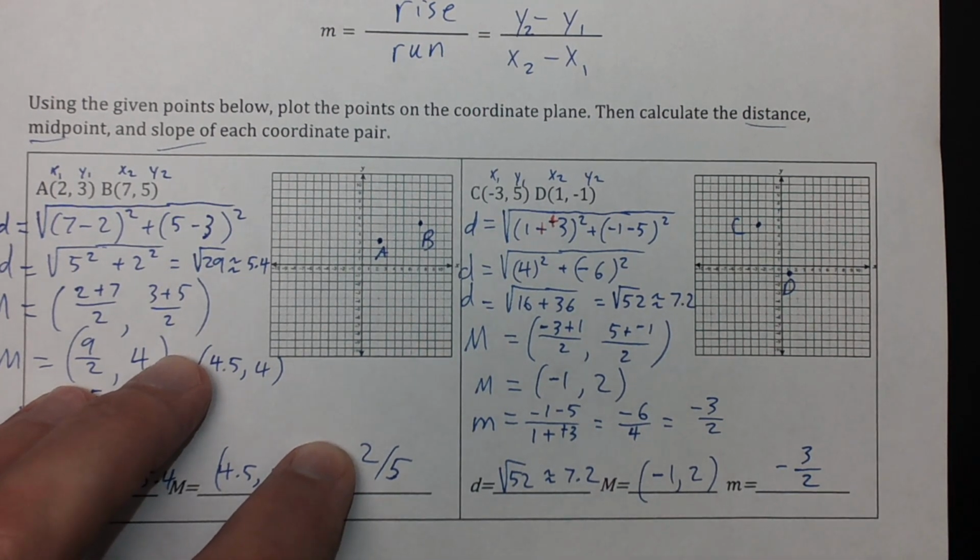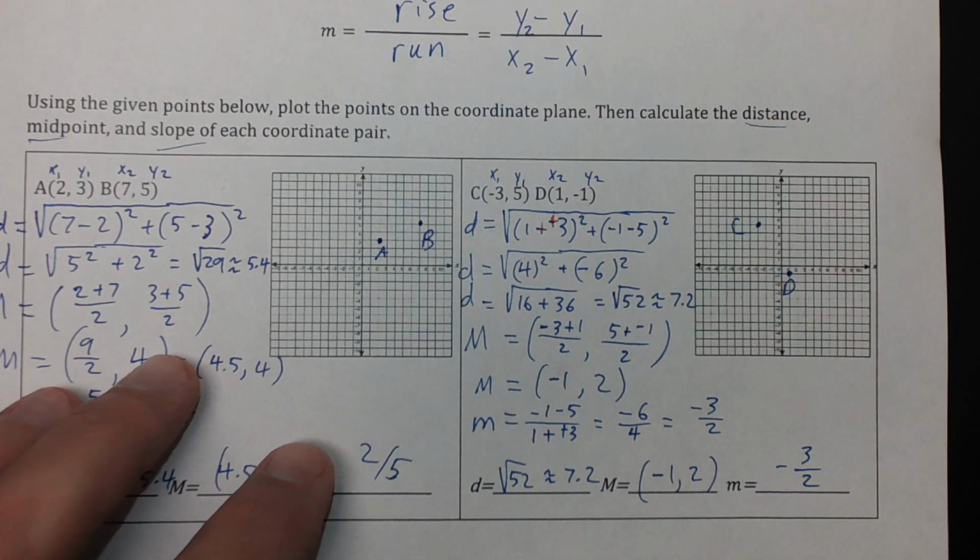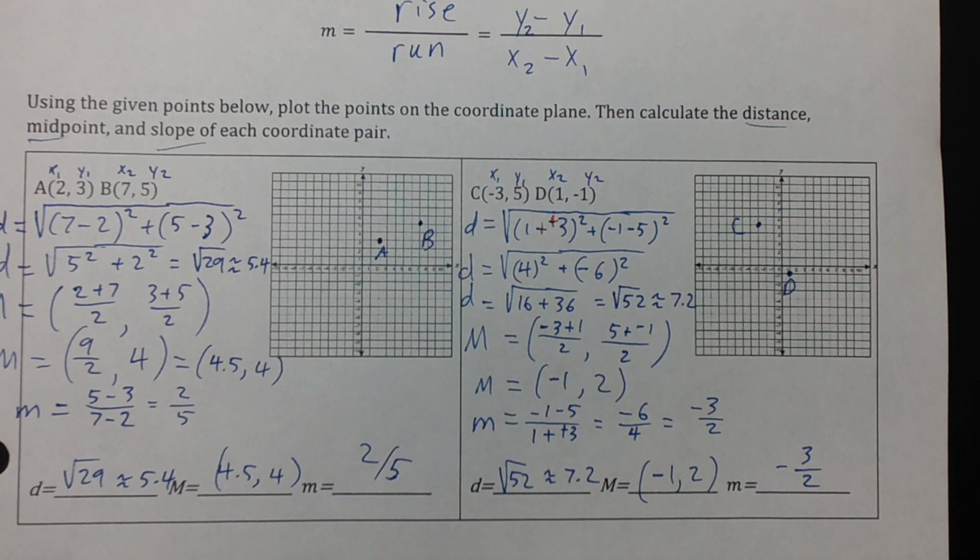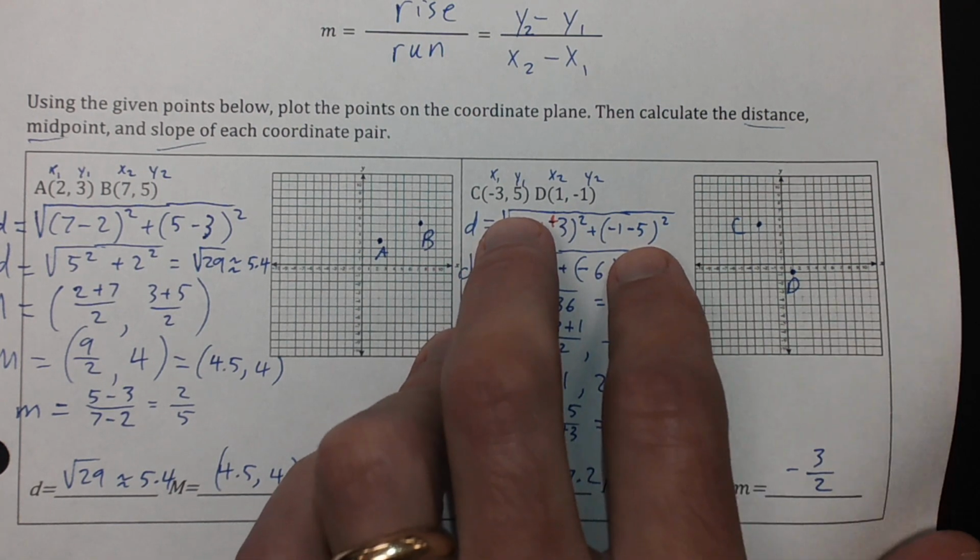So your answer is -3/2 for your slope. The rise over run is -3 over 2. Okay, so that's how you can calculate distance, midpoint, and slope between any 2 points.